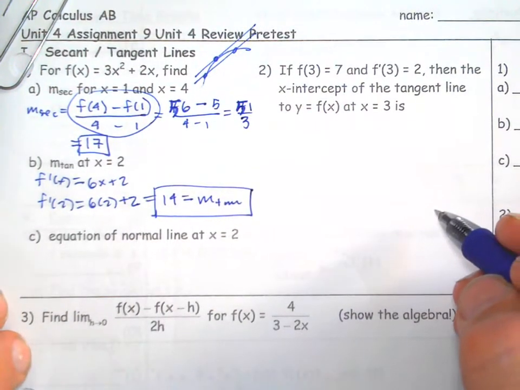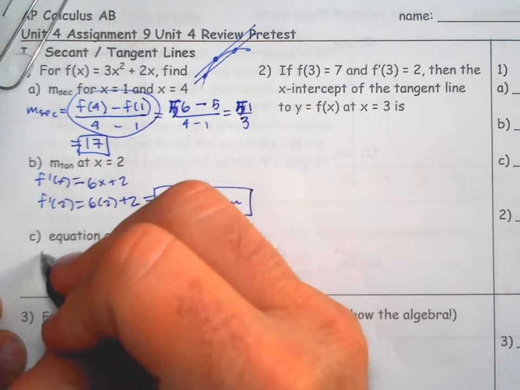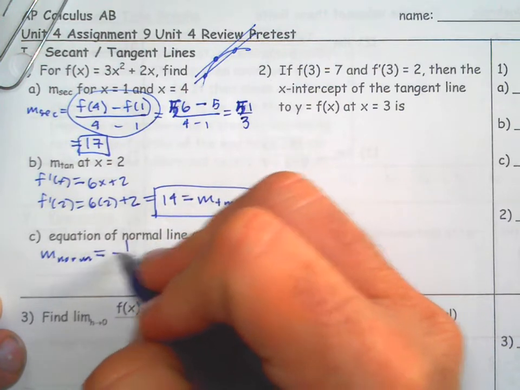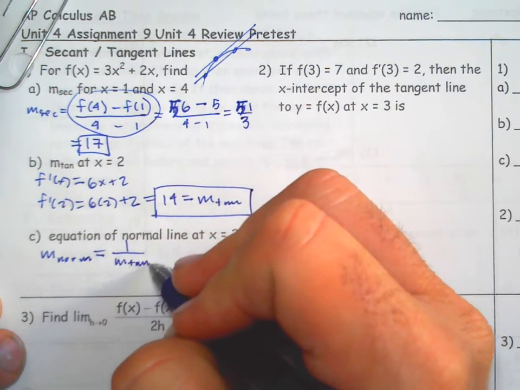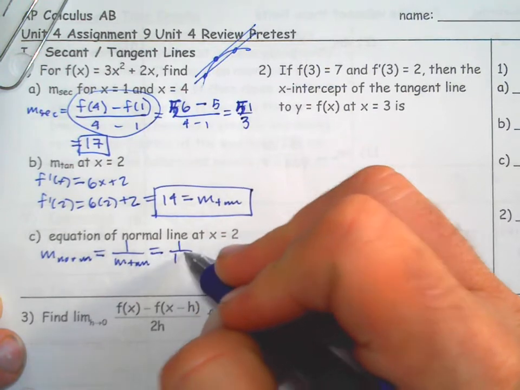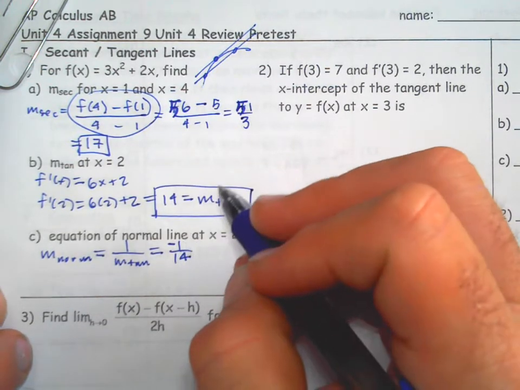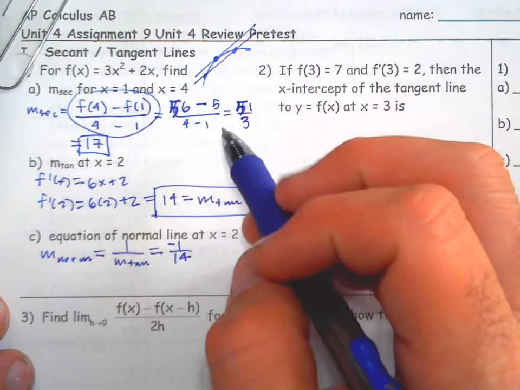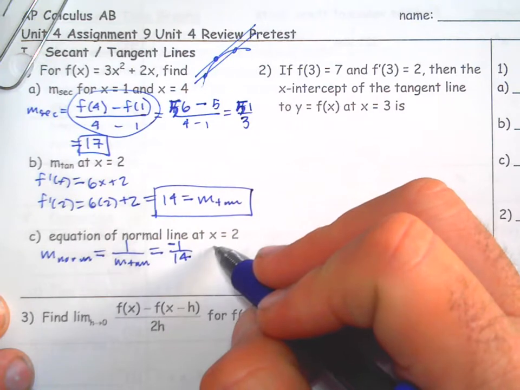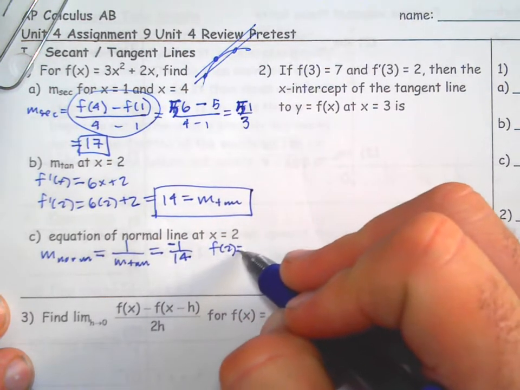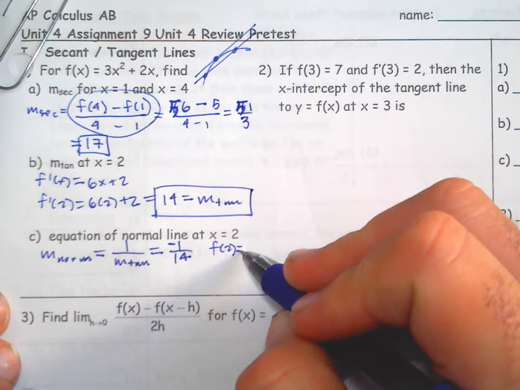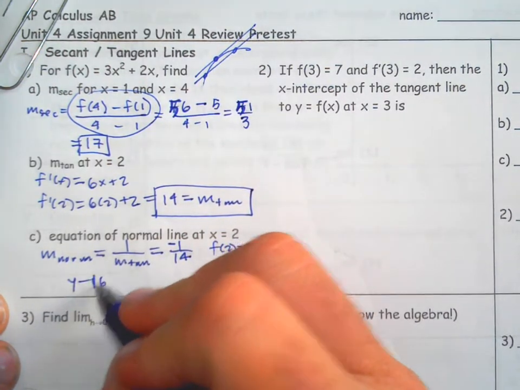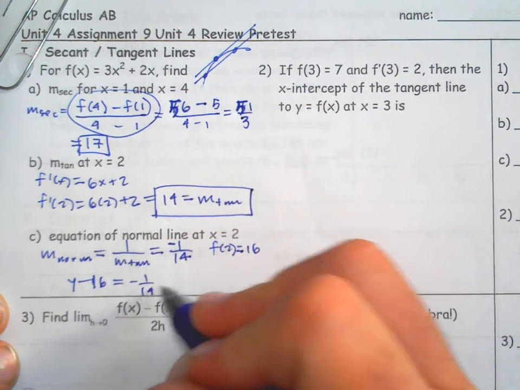Okay. The equation of the normal line, well, the slope of the normal line is perpendicular to the slope of the tangent line. So it's going to be negative 1/14, the negative reciprocal. And then you need an x and y pair, which I think we don't have yet. So I guess we should plug in 2. And that would give you 3 times 4 is 12 plus 4 is 16. So it's going to be y minus 16 equals negative 1/14 times x minus 2.